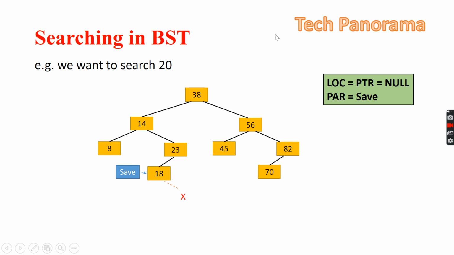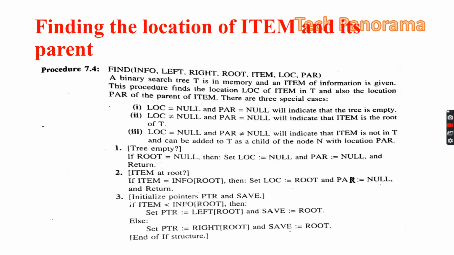So the find algorithm will return two values, location and parent. If we want to insert the element, we have to check that location should be null. If the location is null, then we will follow the insertion. But if location is not null, then we will not follow the insertion. Second, we will check the parent. If parent is null, it means the insertion will be at the root. If parent is not null, then it means the insertion will be at some other place.